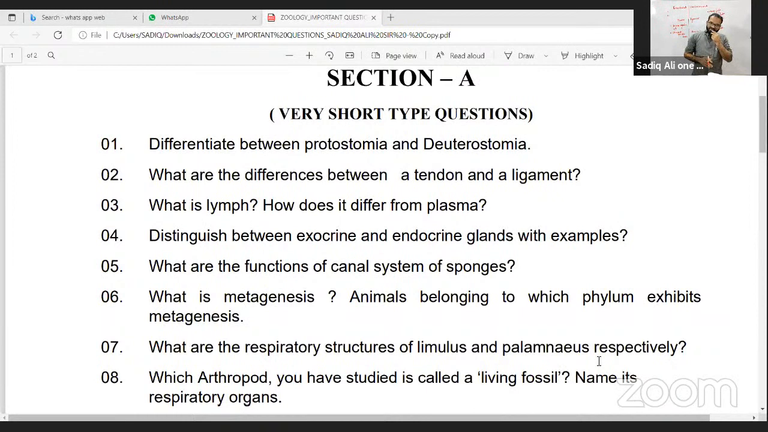Occurrence of sexual and asexual phases alternatively in the life cycle is called metagenesis. Example, Physalia, Portuguese man of war. Example, Obelia also you can write. Physalia is the common example. It has been given in the NEET exam many times that polyp is a cylindrical, asexually reproducing form. Asexually it reproduces and forms a free-swimming medusa. And again, this medusa reproduces sexually and forms polyp.